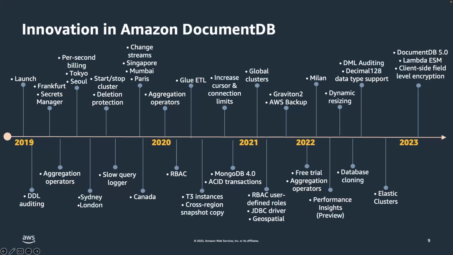In terms of innovation in Amazon DocumentDB, that's something we always like to touch on. We did launch DocumentDB in 2019, and in the last 4 years, we've continued to innovate on behalf of our customers. Most recently, some of the highlights are that we've launched DocumentDB 5.0. In that, we support the underlying MongoDB 5.0 wire protocol. We also increased our cluster storage size from 64 TB to 128 TB, and we also now have support for client-side field-level encryption.